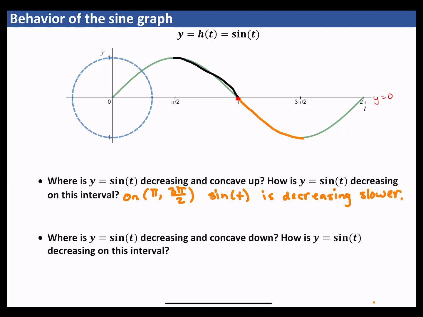And lastly, the sine of t is decreasing and concave down on the interval pi over 2 to pi. And that tells us that the sine of t is decreasing faster. All right, so we see that the slopes are negative, but they seem to be getting more negative. The graph seems to be getting steeper as t gets closer to pi. So sine of t is decreasing faster on the interval from pi over 2 to pi.